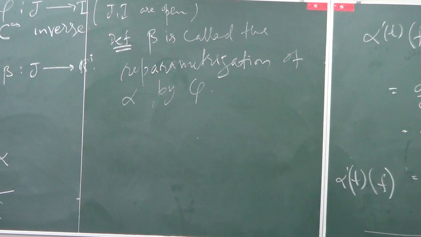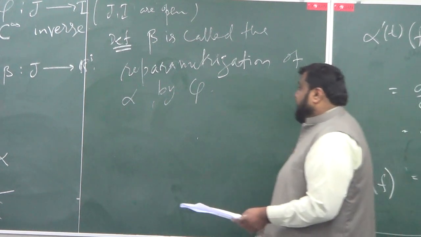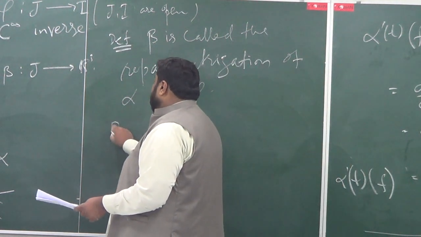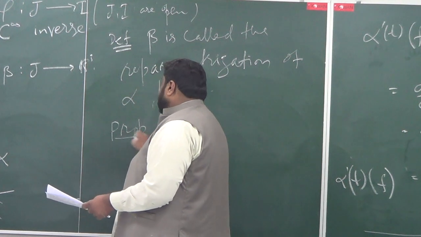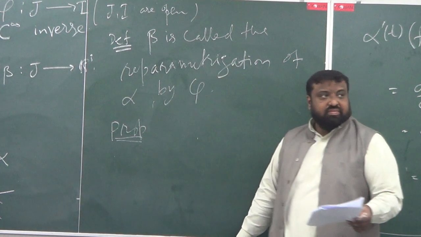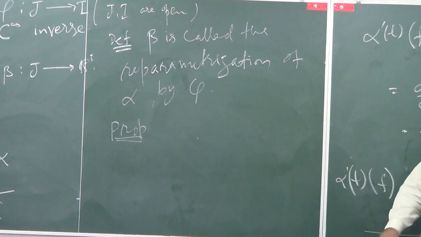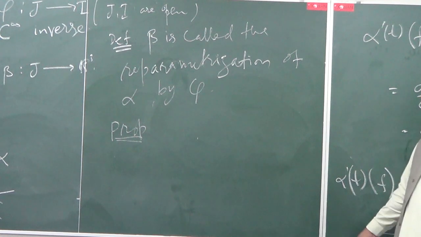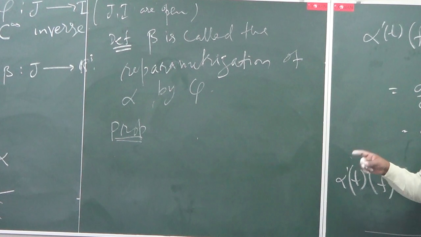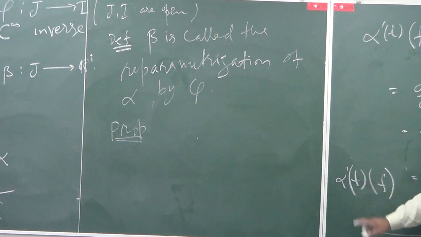Now you can ask several questions. Proposition: this proposition we have proved in calculus, so I'm not going to do it again. So this will be one way of reparameterization, but there can be lots of other ways of doing it. So reparameterization is not a unique thing. But if you reparameterize it with any diffeomorphism, it's not going to change.